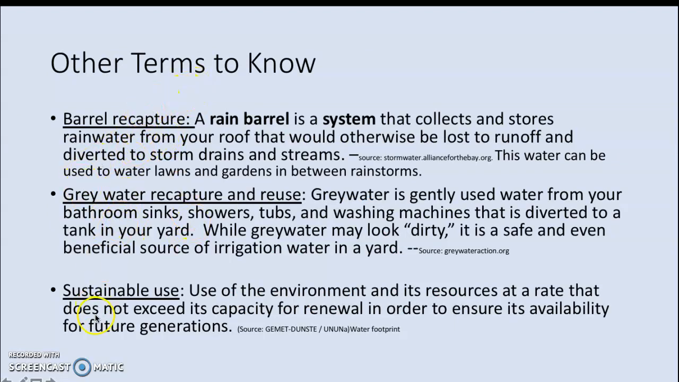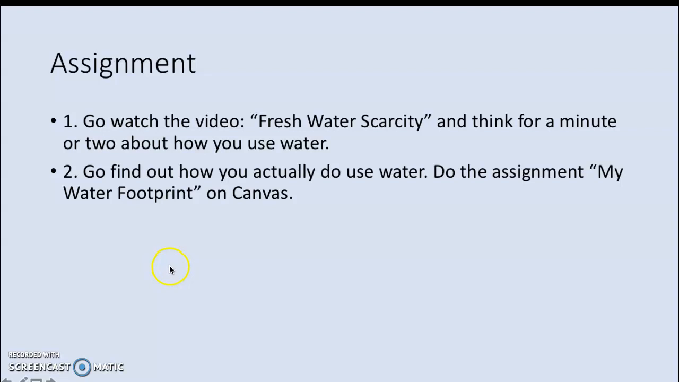Other terms I would like you to know, go ahead and pause this so that you can get those definitions because I'm running out of time. Now your assignment. I would like you to go back to the Canvas page, watch the video called Freshwater Scarcity, and just think for a sec on how you use water, and then go find out how you actually use water. Do the assignment, My Water Footprint, on Canvas, okay?